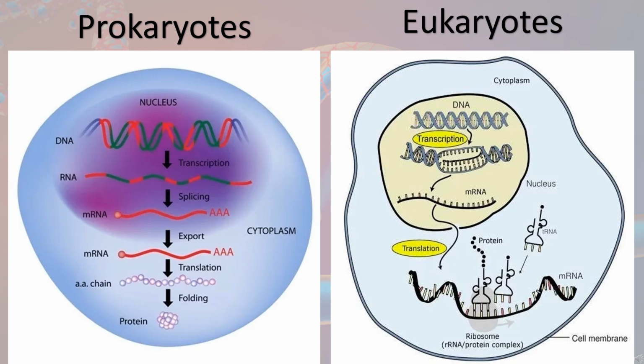Eukaryotes, like humans, have a strict boundary. Transcription happens exclusively inside the nucleus, safely locked away. The resulting RNA must then be heavily processed and exported out to the cytoplasm before translation can even begin. The two processes are completely separated by time and space.